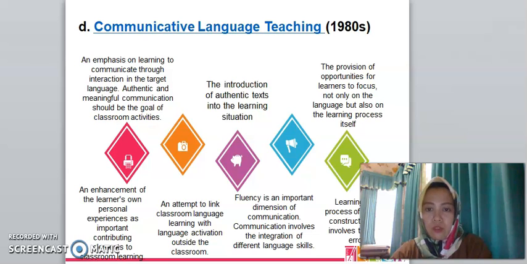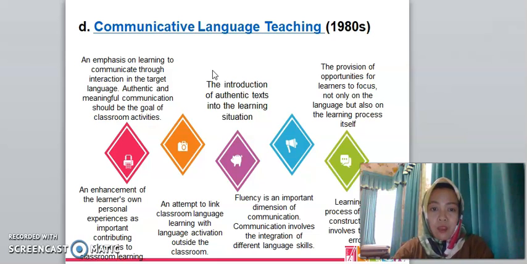Is communicative language teaching. Well, fluency is an important dimension of communication. Communication involves the integration of different language skills. So here, learning is a process of creative construction and involves trial and error. In communicative language teaching, the students to teachers and teachers to the students or students to the students, they try to communicate as much as they can.